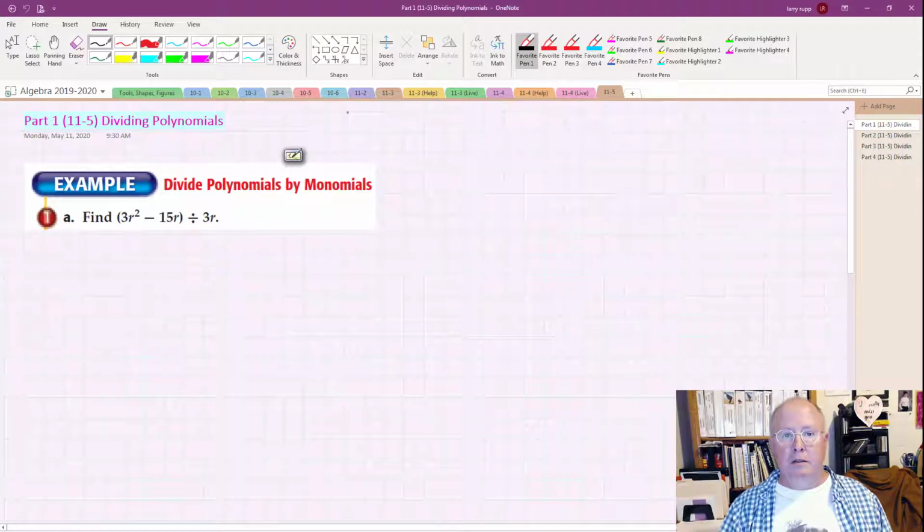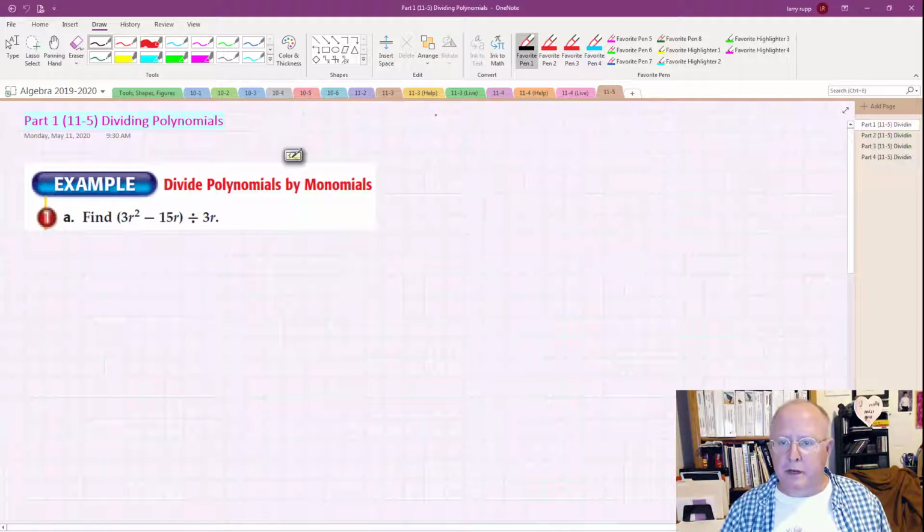Alright, this is Algebra, section 11-5, and we're dividing polynomials, okay? There is a concept that I want to reacquaint you with, and that's rational expressions, but I want to simplify it to a certain extent here.